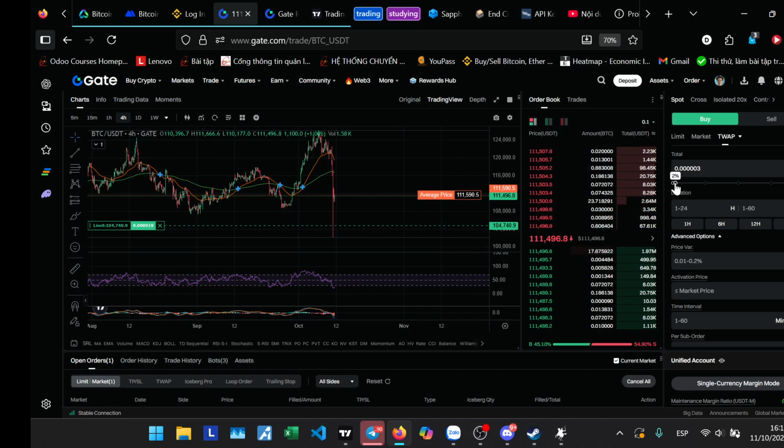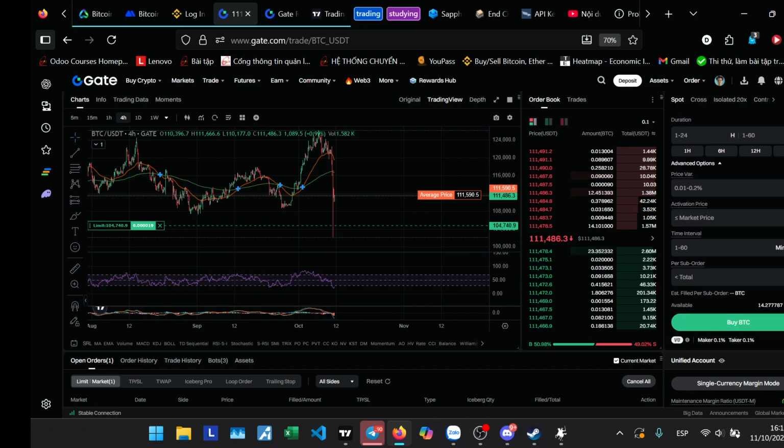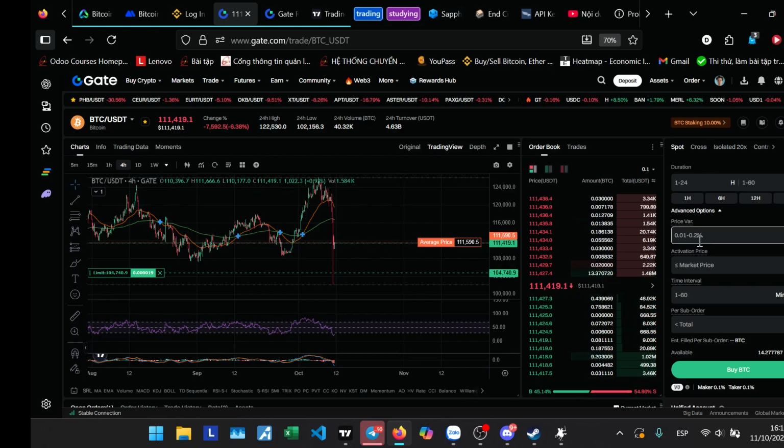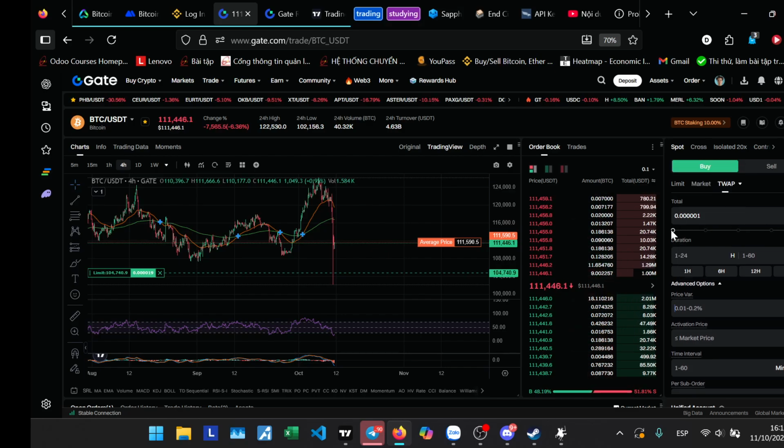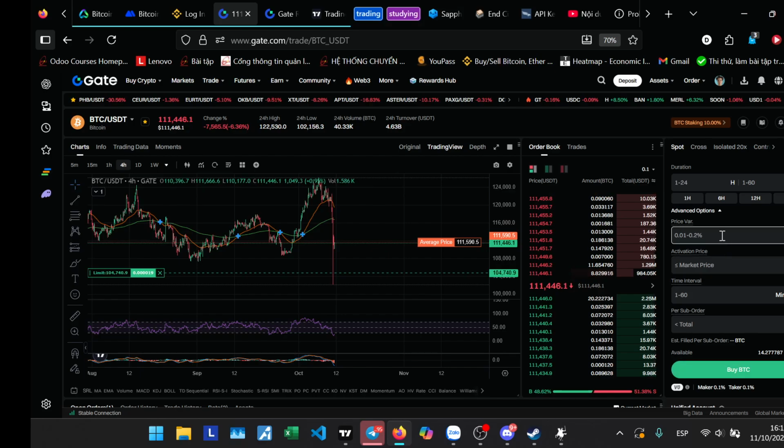Okay, let's say one, two, eight Bitcoin. It doesn't really matter. It's Bitcoin, say 10, 5. The duration I can set to 24 hours and some minutes. The price variation doesn't really matter that much.